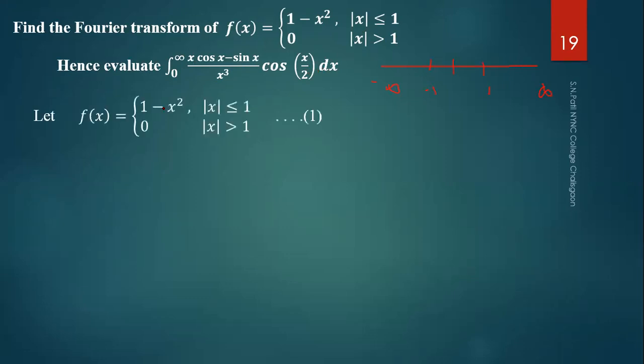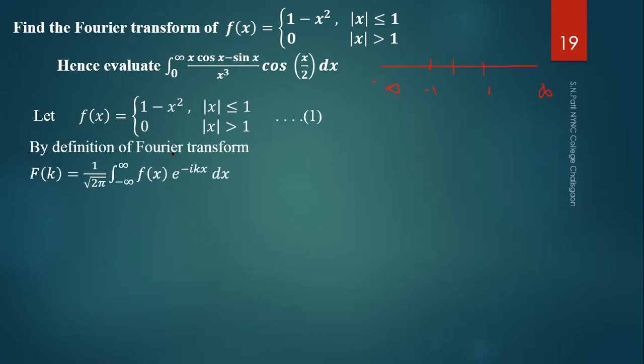Let we have the function f(x) = 1 - x² when |x| is less than or equal to 1, and 0 when |x| is strictly greater than 1. By definition of Fourier transform, capital F(k) is equal to 1 upon under root 2π, integral from minus infinity to plus infinity of f(x) e^(-ikx) dx.